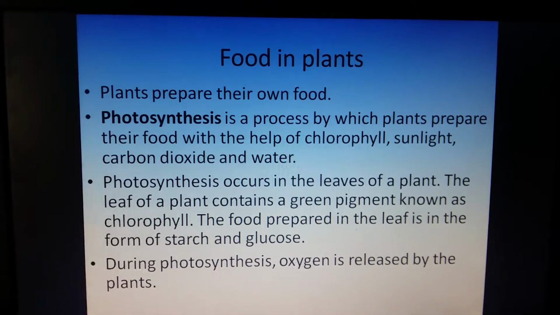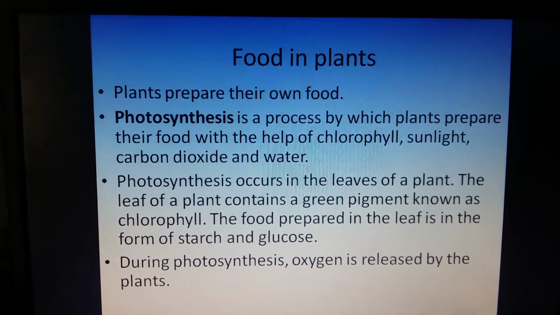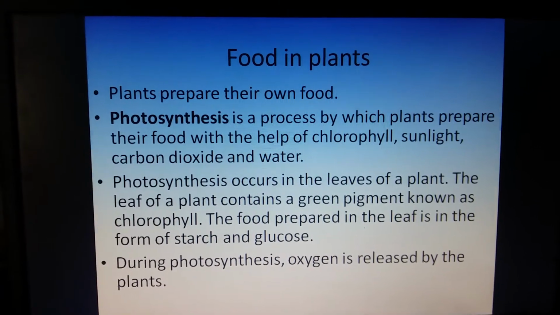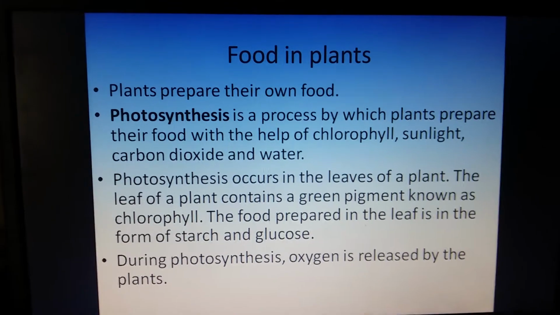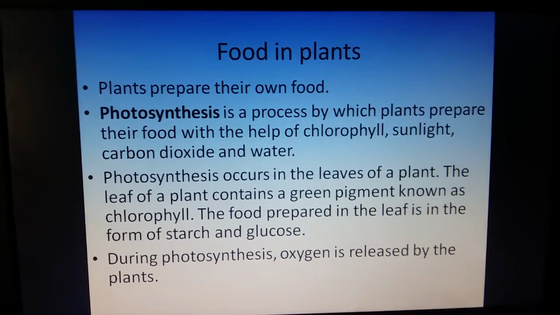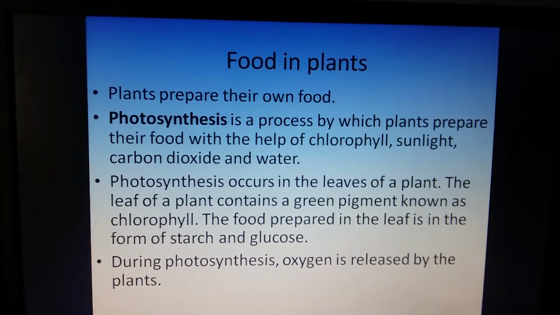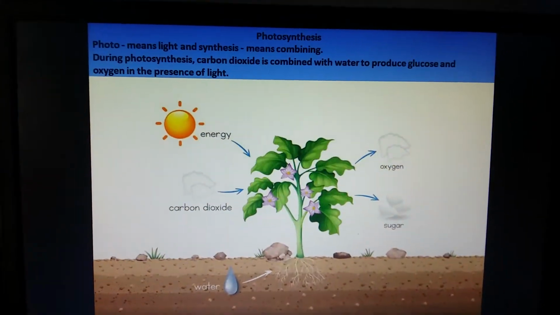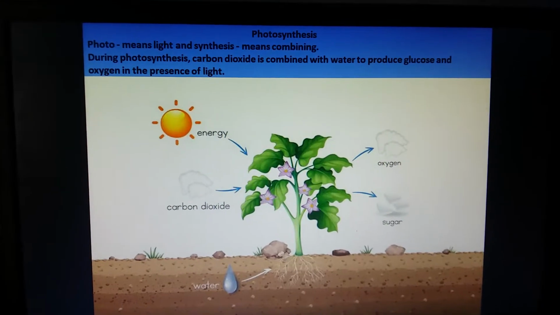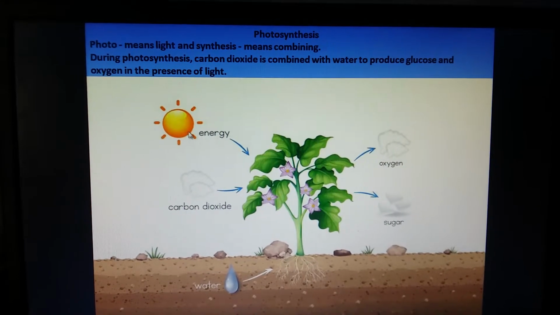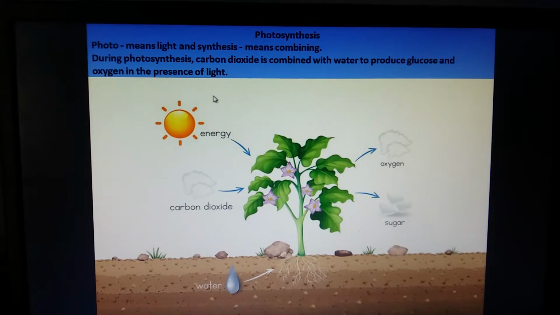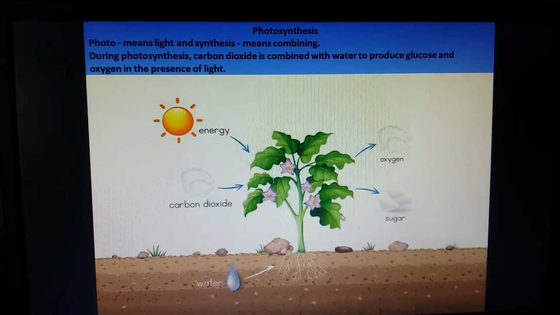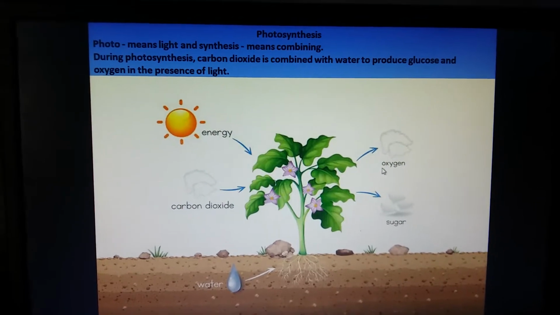So the food in plants, we all know that plants are autotrophs. We have studied in our last lecture that they are autotrophs because they can prepare their own food with the help of a process known as photosynthesis. So they take carbon dioxide and water, and in the presence of sunlight, with the help of chlorophyll, they make their food and they release oxygen.